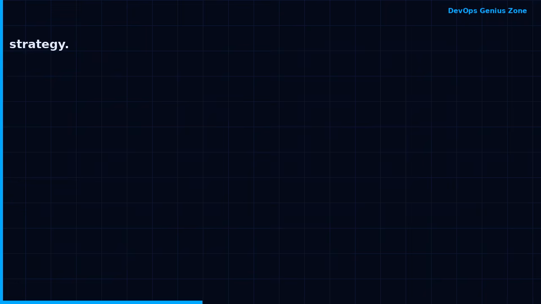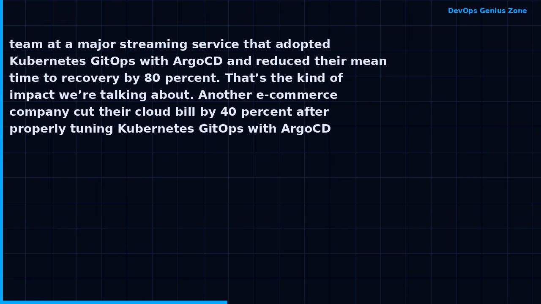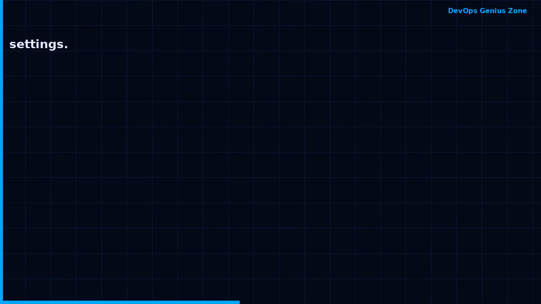Here is a real-world example from a US tech company. Teams that implement Kubernetes GitOps with ArgoCD properly consistently see faster deployment frequency, fewer production incidents, and smaller on-call burden. Engineers spend their time on work that matters instead of firefighting. I recall a team at a major streaming service that adopted Kubernetes GitOps with ArgoCD and reduced their mean time to recovery by 80%. That's the kind of impact we're talking about. Another e-commerce company cut their cloud bill by 40% after properly tuning Kubernetes GitOps with ArgoCD settings.